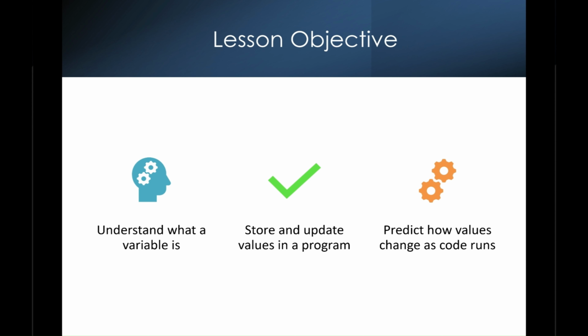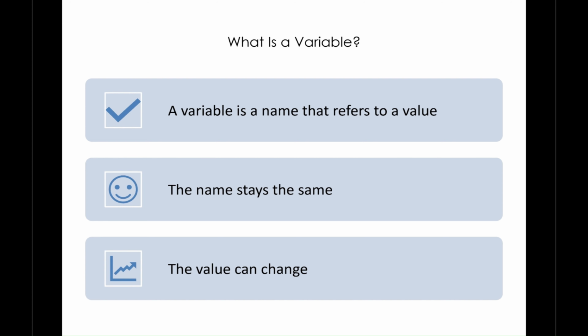Objectives today are to understand what a variable is, to store and update values in a program, and predict how values change as code runs. So what is a variable? A variable is a name that refers to a value. The name stays the same, but the value can change. Think of it like a labelled box. The label doesn't change, but what's inside it can. Let's have a look at some examples.